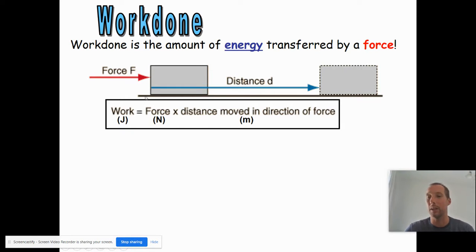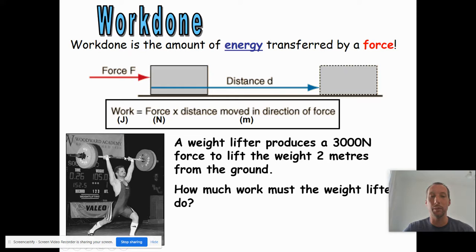I sometimes think calling it work actually causes some of the confusion here. If we just called it energy transferred, I don't think we'd have as much problem. So work is energy transferred, and the energy transferred is just equal to the force times the distance moved. Most of the examples you're going to get involving work done are going to be very simple. For example, a weightlifter. Let's say a weightlifter produces a 3,000 Newton force to lift a weight 2 meters from the ground. How much work do they do?